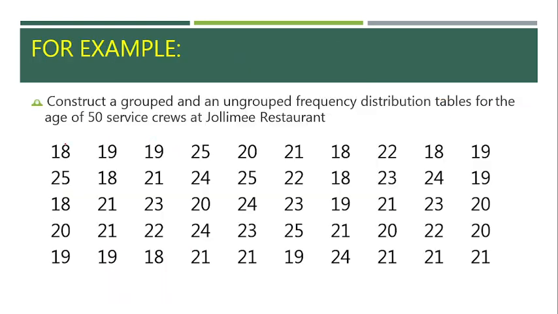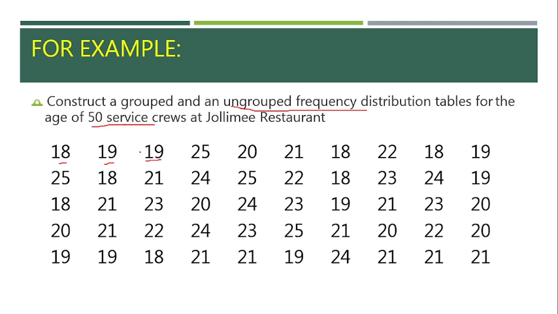Alright, so with this data that you have, let's construct grouped and ungrouped frequency distribution tables for the ages of 50 service crews at Jolly Me Restaurant. Okay, so Jolly Me Restaurant. Let's not mind the grouped one first. Let's have the ungrouped frequency distribution first. As you will notice, there are 50 service crews, and it shows the age of each crew.